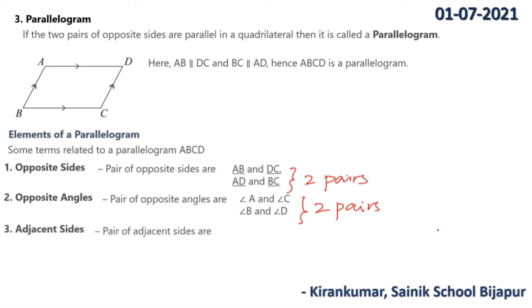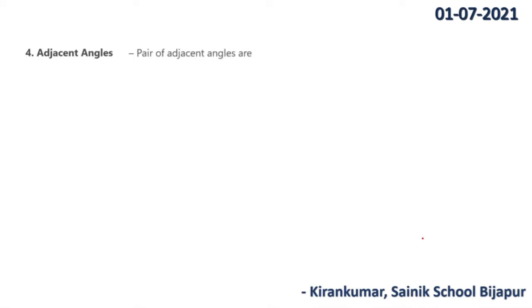The pair of adjacent sides are AB and BC, BC and DC, DC and AD, AB and AD. So there are four pairs of adjacent sides. Apart from the sides, we have adjacent angles also. The pair of adjacent angles are angle A and angle B, angle B and angle C, angle C and angle D, angle A and angle D. So there are four pairs of adjacent angles.